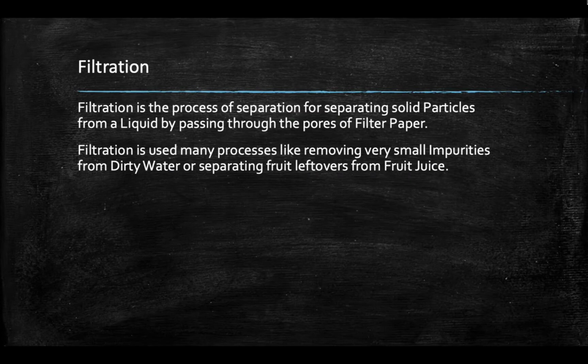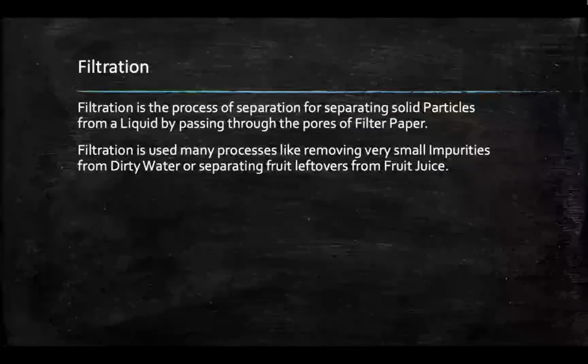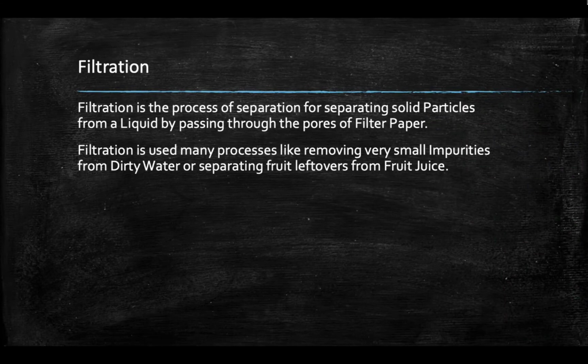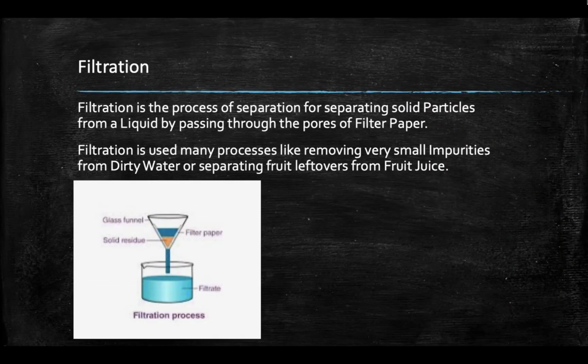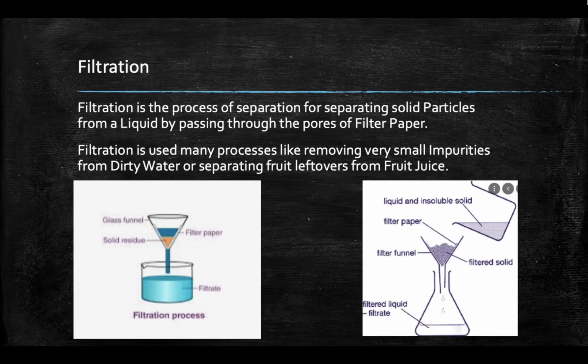Now let us move towards the filtration method. Filtration is the process of separating solid particles from a liquid by passing it through the pores of filter paper. Filtration is used, like many other processes, for removing very small impurities from dirty water or separating fruit leftovers from the fruit juice. In this figure, you can see a filter paper is being used to filter the mixture.